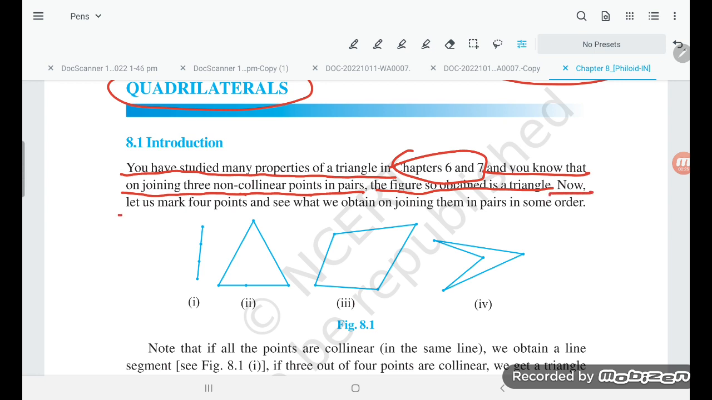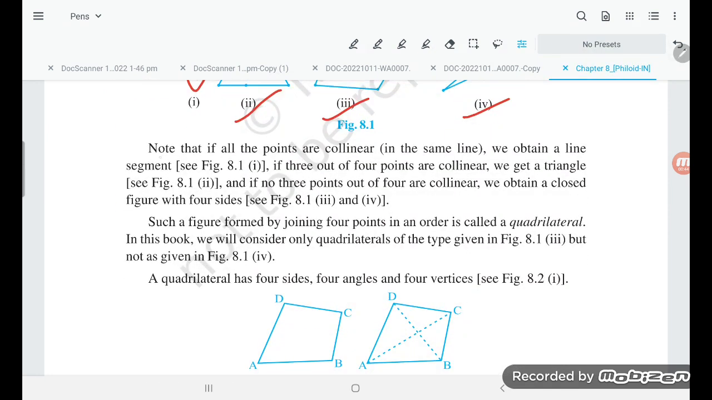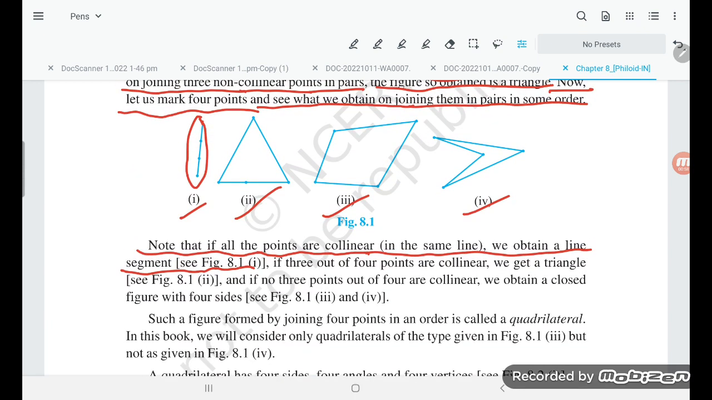Now let us mark 4 points and see what we obtain on joining them in pairs in some order. So here are 4 points, these are the lines forming, then here is a triangle, then quadrilateral and quadrilateral. Now if all the points are collinear in the same line, we obtain a line segment, that is 8.1. You can see this is 8.1.